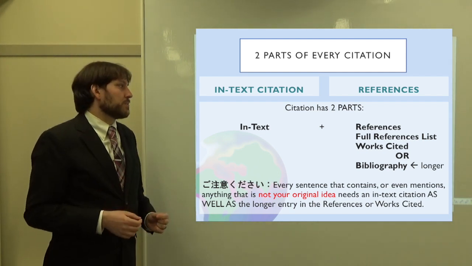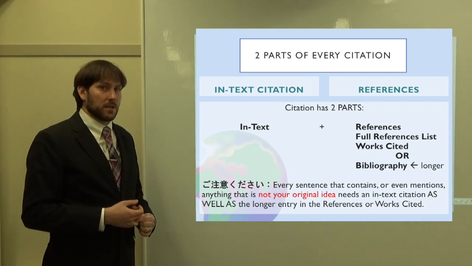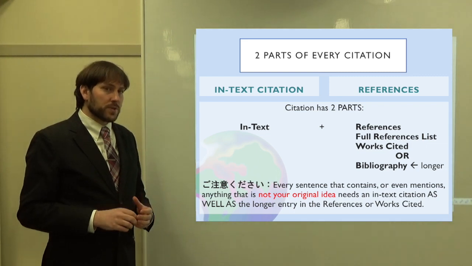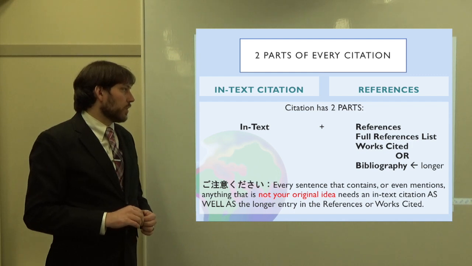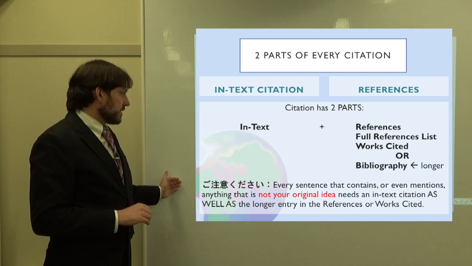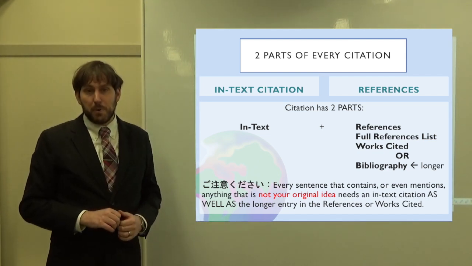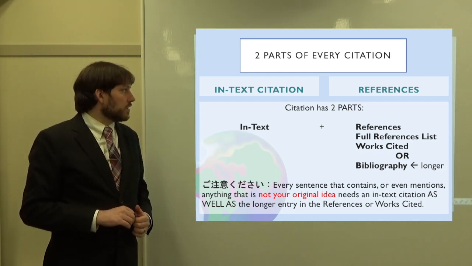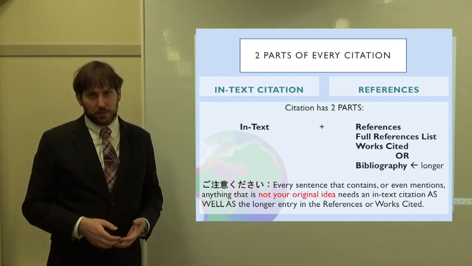Most smaller research papers have what's called either a full references list or a works cited. In both of these cases, it is only the things that you used in the paper itself. So you don't include anything else in a works cited or in a reference list. Again, every sentence that contains or mentions anything that is not your original idea needs both an in-text citation and an entry in the reference section, whether that's a reference list, a works cited, or a bibliography.